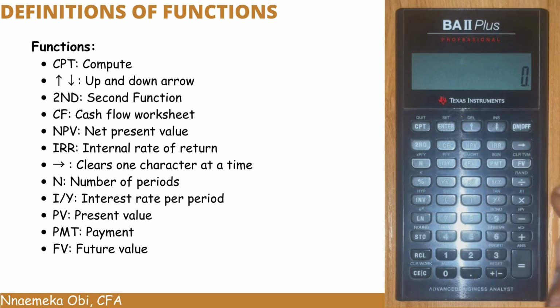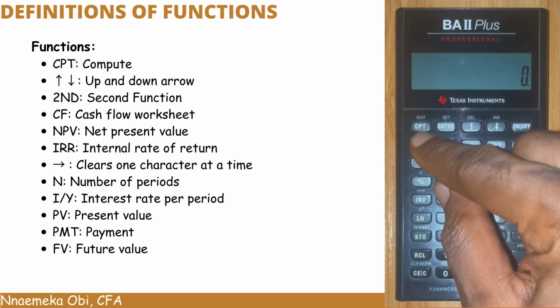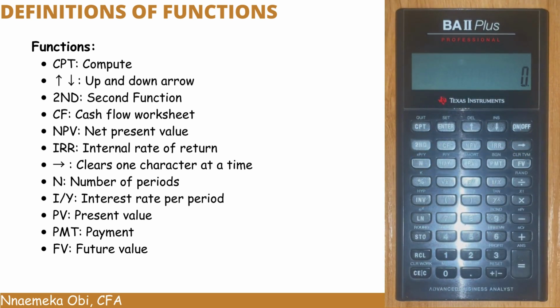Now we have the arrow up and the arrow down button. Those are the buttons we use to scroll up and down in the worksheets. We have the second function button. This button activates the secondary functions. Now we have the CF button. This button allows us to enter the cash flow worksheet.